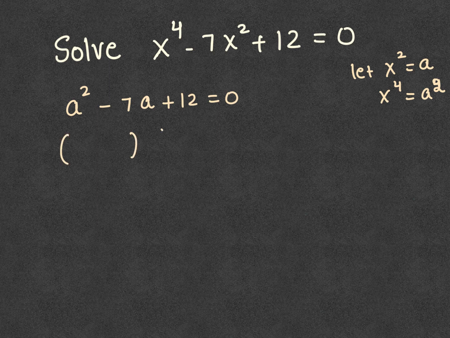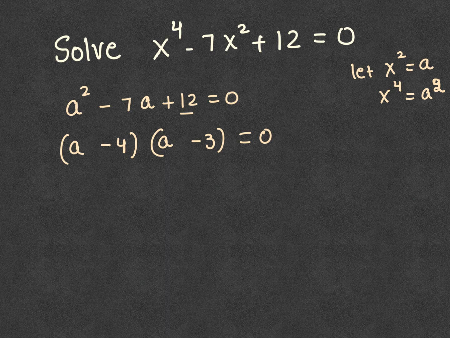To factor this, we have two factors where the first term multiplied by the first term should be a squared. So this is a times a. The multiplication should be 12, so this should be -4 and -3. When you multiply these two numbers, you get +12, and when you add these two numbers, you get -7.